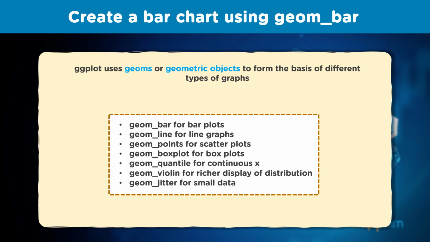Now here are different options when you use ggplot, such as geom, or what we call geometric objects, which form the basis of different types of graphs. For bar charts you have geom_bar, for line graphs geom_line, for scatter plots geom_point, you have geom_boxplot for box plots, geom_quantile for continuous x, geom_violin for a richer display of distribution, and geom_jitter for small data.